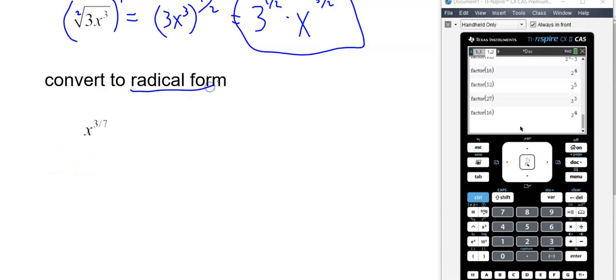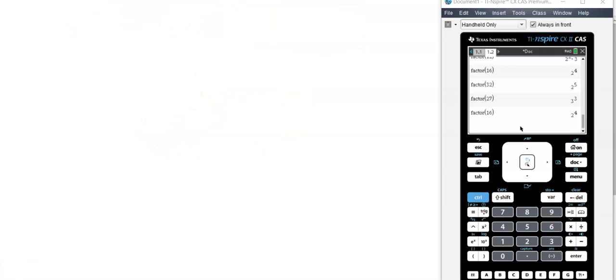This one says to convert to radical form, so you're just going to make that a radical. So this is going to be the 7th root of x to the 3rd power. And that would be all you need to do there.